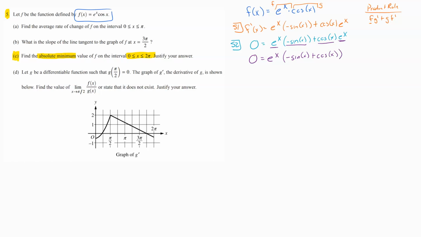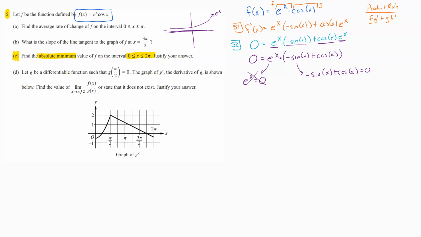What that allows us to do when we factor is break this up into two smaller bite-sized problems. Whenever e to the x equals 0, we will have a critical value, or whenever negative sine of x plus cosine of x equals 0, we would have a critical value. Well, e to the x never equals 0. You should know the e to the x graph looks like this. It's got a horizontal asymptote at 0, so it never reaches 0. So we can ignore that piece for now, and that's one of the advantages of doing our factoring.